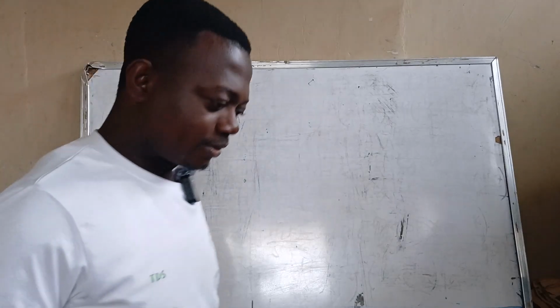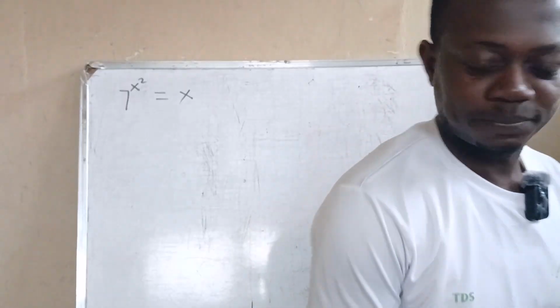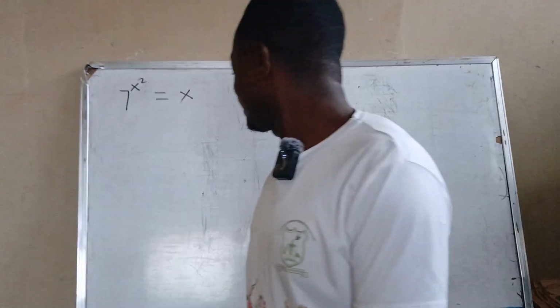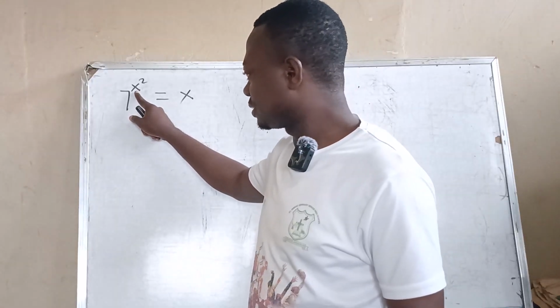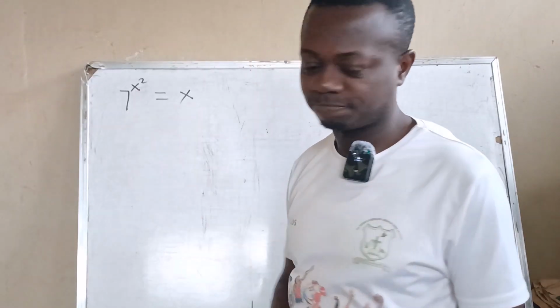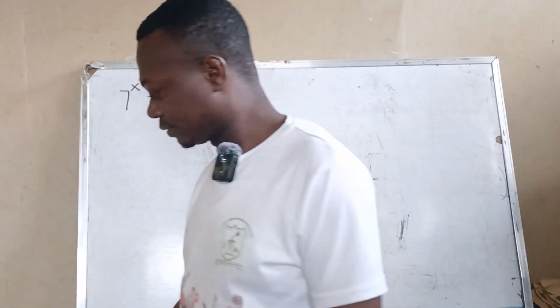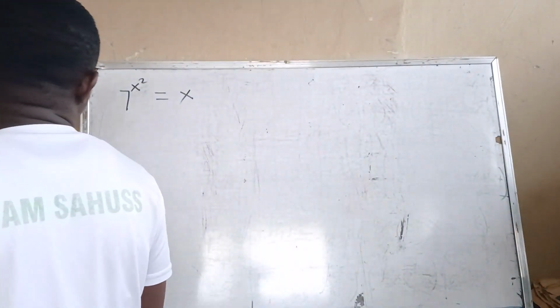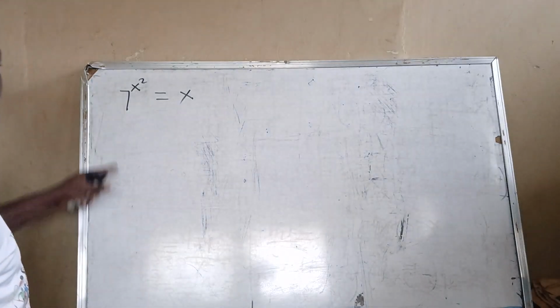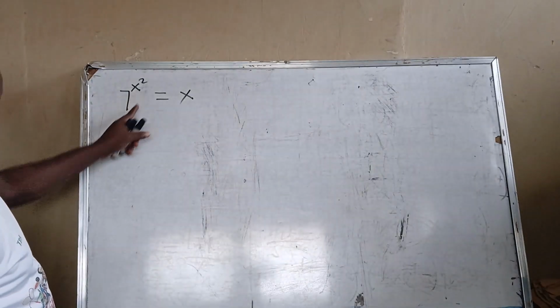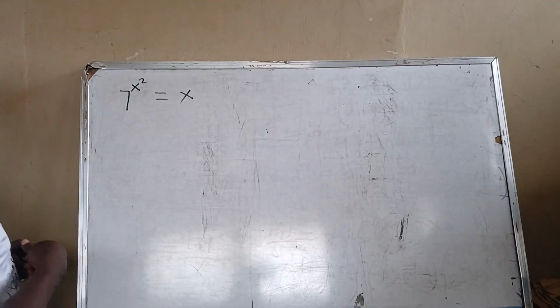All right, let's solve for x here. Okay, so this time we have 7 to the power x squared equals x. All right, so how do you solve for x? Now, to start with, let's bring this x squared down as we take log on both sides.